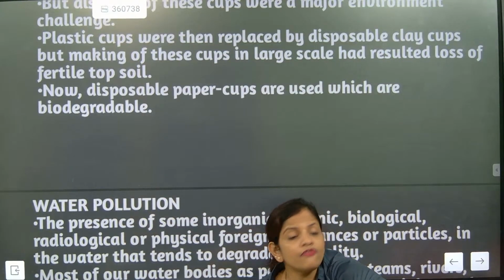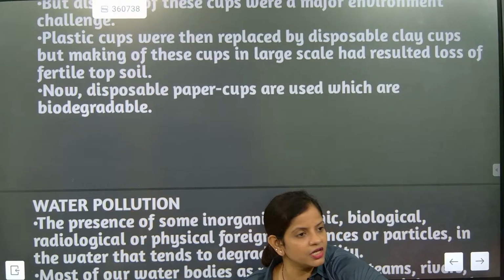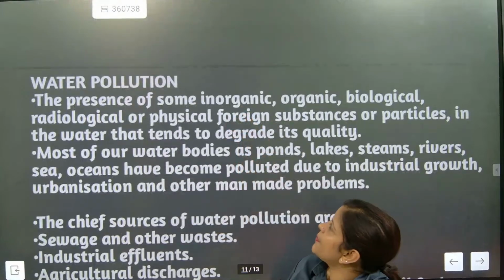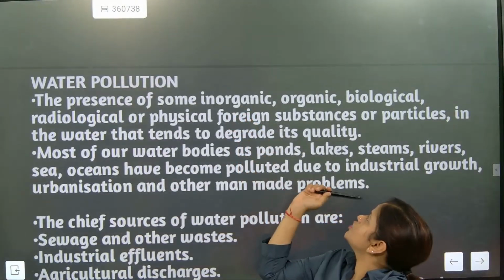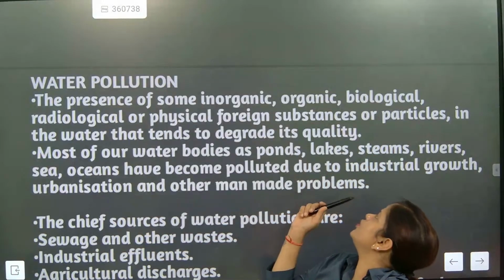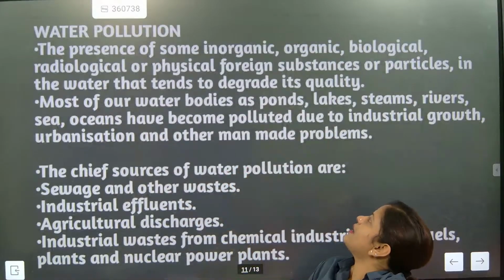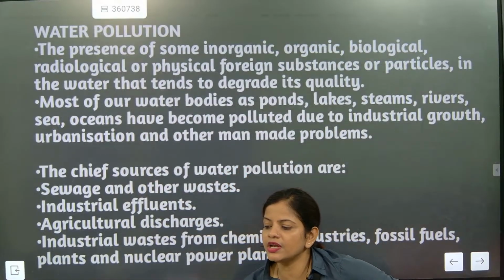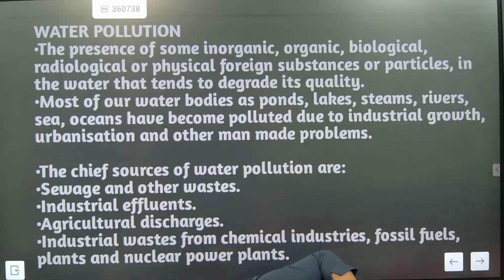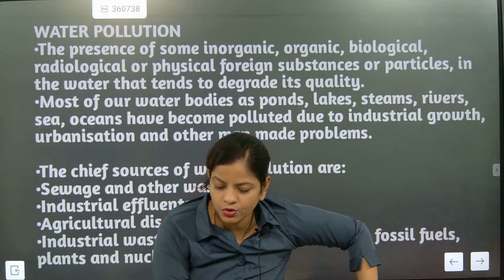Some certain types of cancer can be transmitted from one generation to another. I hope you might have understood this one. Now, water pollution, the presence of some inorganic substances. Lakes, streams, rivers, and oceans have become polluted due to industrial growth, urbanization, and other man-made problems. So they are also going to create problems for us. I hope everybody understood this one. So now we have understood, back to back, some of the major important factors related to water.